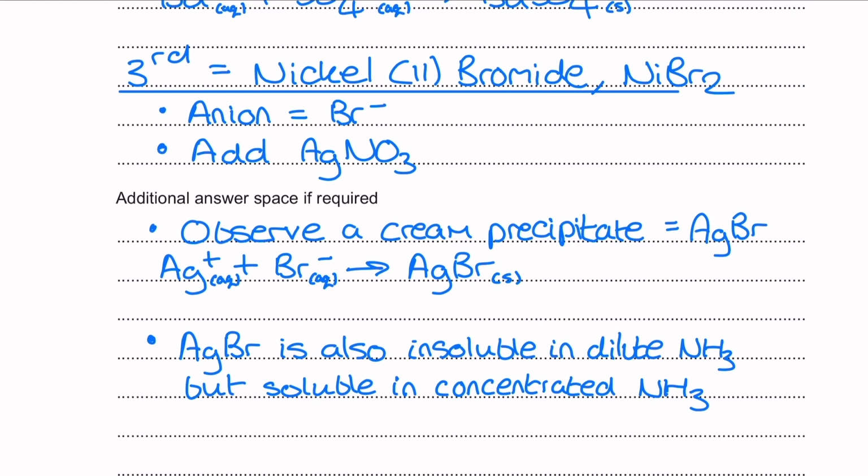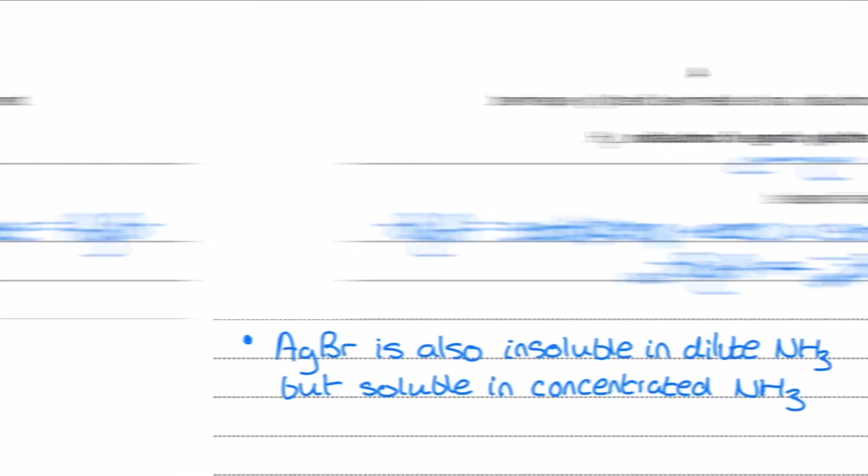And I'm going to use AgNO3, silver nitrate. What I observe this time is a cream precipitate of AgBr, and here once again is my ionic equation including state symbols. A further test that you could do here to help enhance your answer for this level of response question is to make the point that the AgBr precipitate is also insoluble in dilute ammonia, but soluble in concentrated ammonia, and that was included in some of the finer details in the level of response mark scheme.